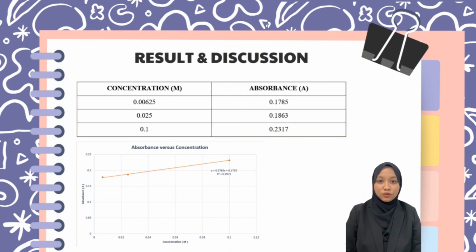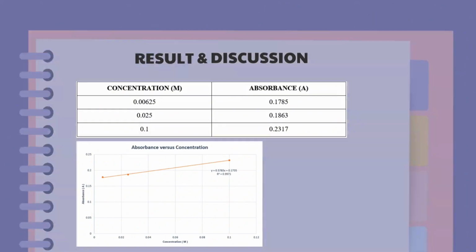So we need to determine the concentration of an unknown sample by measuring its absorbance. So the measured absorbance is located on the graph. So a horizontal line is drawn from the absorbance to the calibration curve. Then a vertical line is drawn down from the curve to the concentration. So this will indicate the concentration of the final sample.